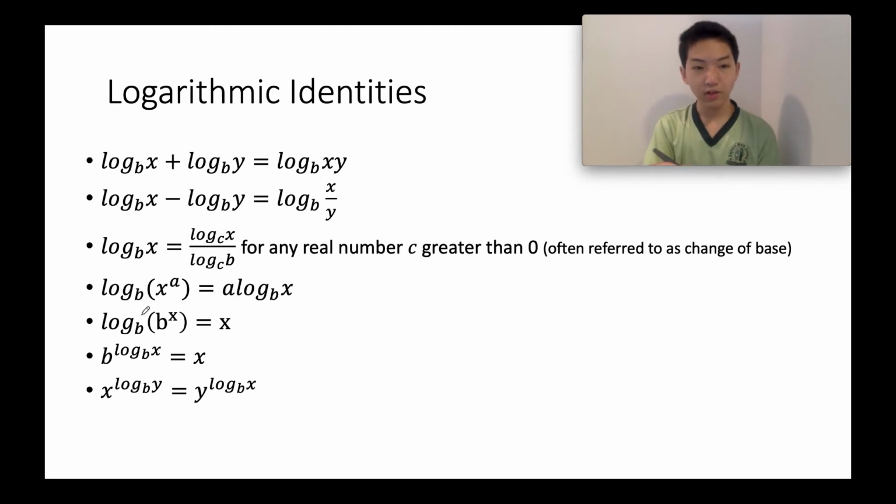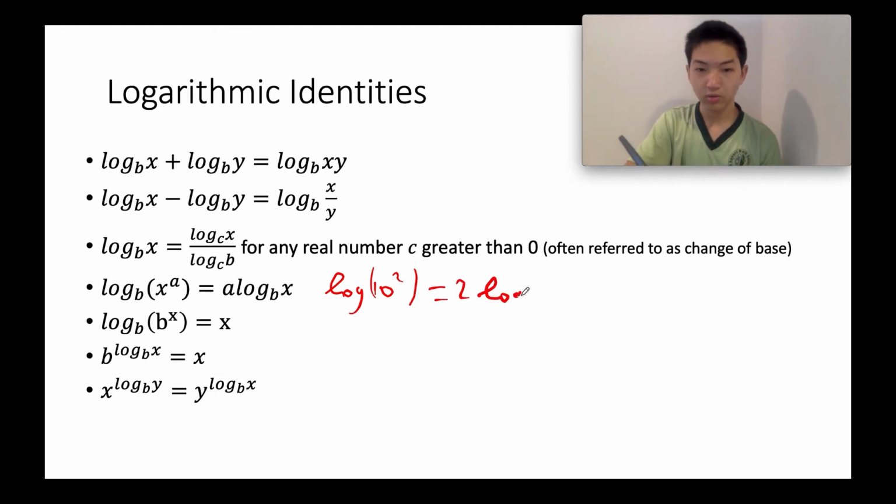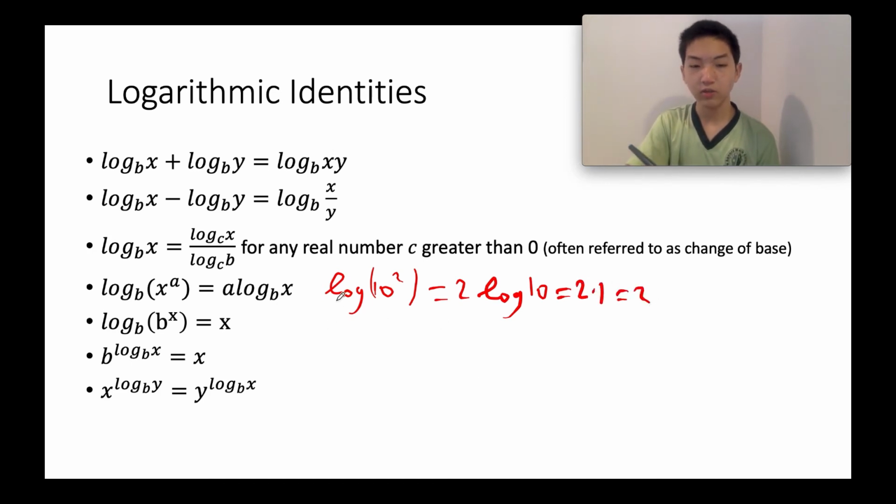So next we have log base b of x to the a is equal to a times log base b of x. So an example of that would be if we had log 10 squared, well, we see that we could just move the 2 over here, and then log 10, and that would just be equal to 2 times 1, which is equal to 2. And you can also evaluate it straight off, because that's equal to log 100, which is equal to 2.